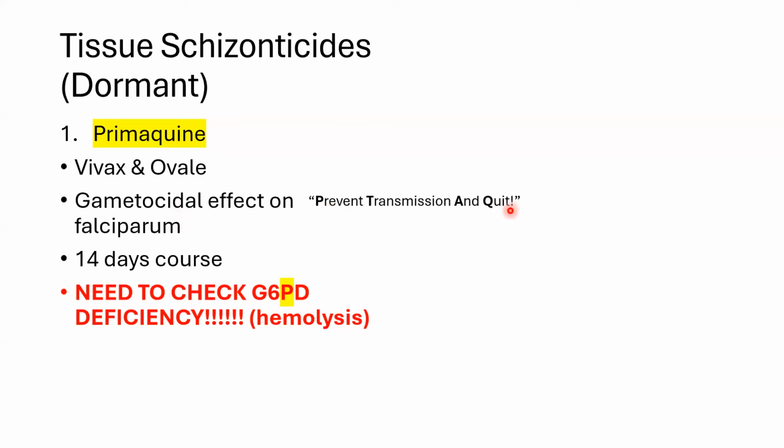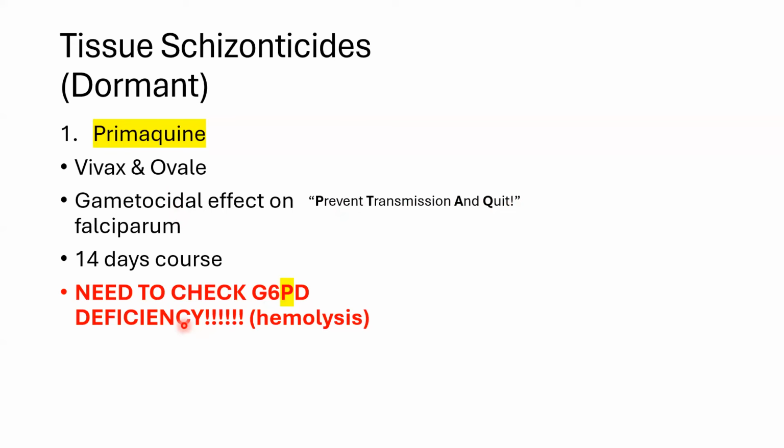These are the four drugs that are gametocidal. They work on the gametes because the gametes are the ones that cause the transmission, okay? Now, what's really important is that the primaquine can lead to hemolysis in patients that are G6PD deficient.